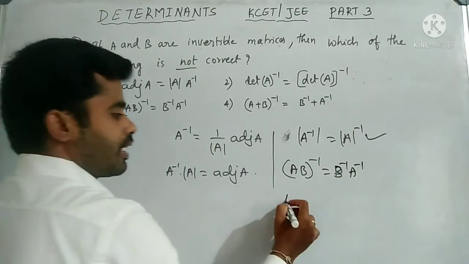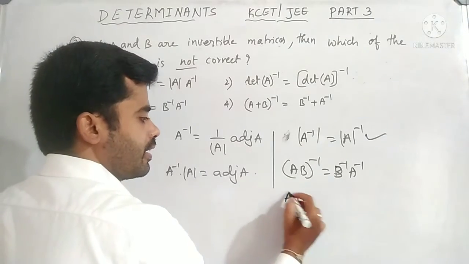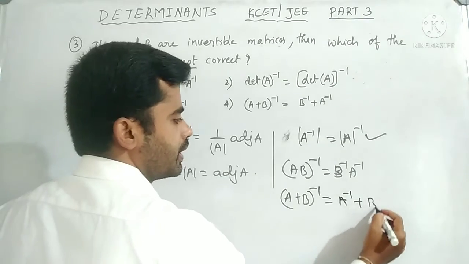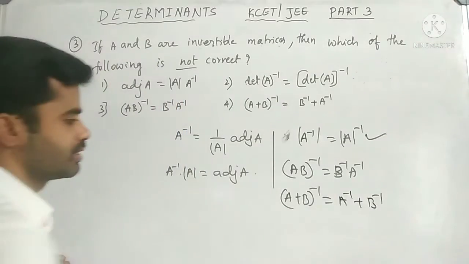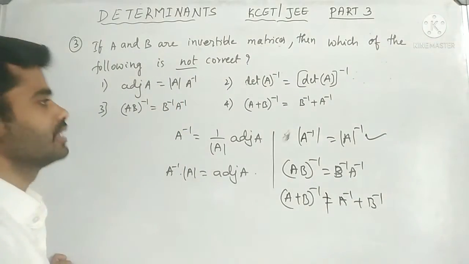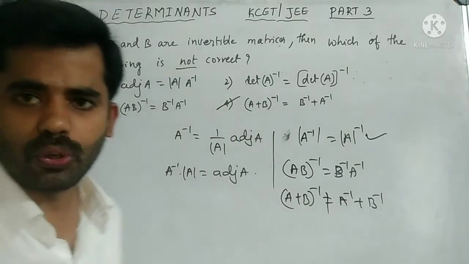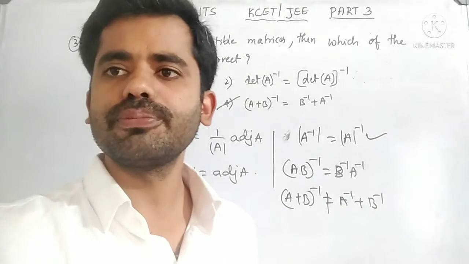But (A + B) inverse is not equal to A inverse plus B inverse, or B inverse plus A inverse. This is not equal. Hence, the fourth option is not correct. Okay, let me move on to the next one.